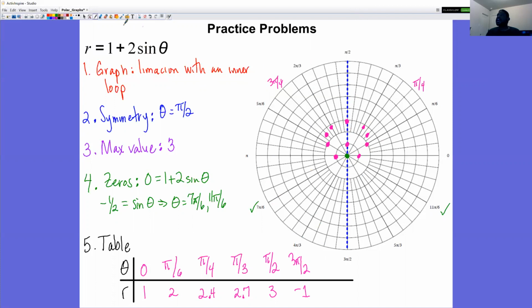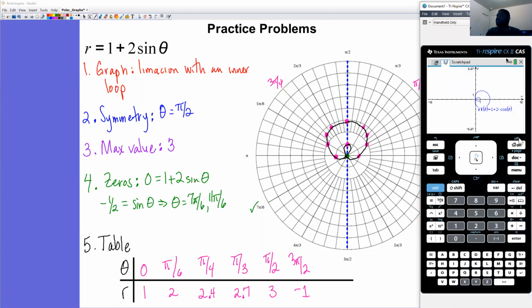Okay. So I have more than enough points to sketch this graph. So I'm just going to connect all my points here. And then I'm going to form my inner loop. And there you are. So now let's see how well we've done with using this in the graphing calculator.